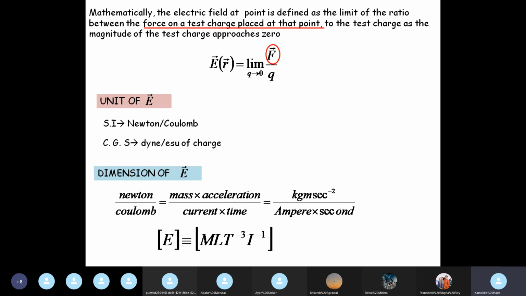This is a very, very important expression, and if you check your question papers, you will see that this has been repeated several times. You are often asked to find out the dimension of the electric field. Very easy to find out. You just have to follow this. Okay.